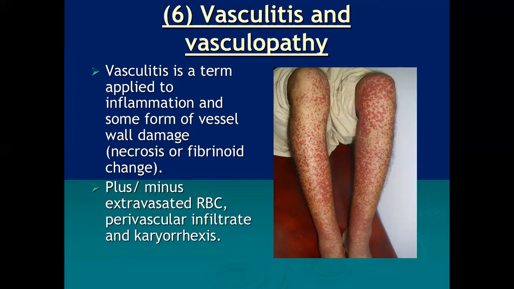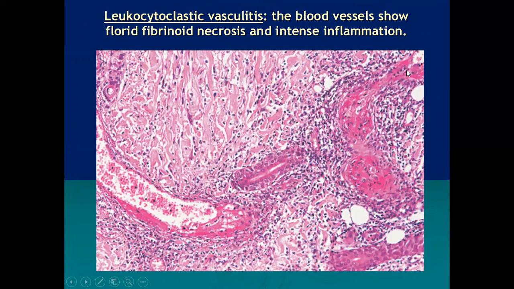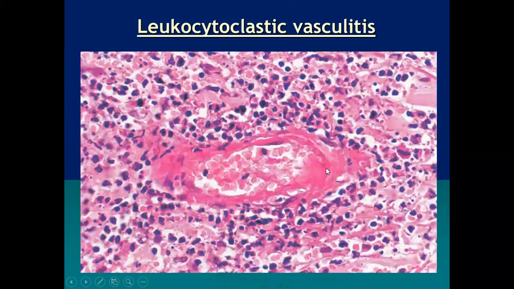Vasculitis is a term applied to inflammation and some form of vessel wall damage, necrosis or fibrinoid change, plus or minus extravasated RBCs and neutrophilic dust. So there are three blood vessels in this view, and these three vessels are having fibrinoid necrosis of the vessel wall, with dense inflammatory infiltrate surrounding and within the wall, with predominant neutrophils. You can see the red blood cell extravasation and the nuclear dust, which is actually derived from the different lobules of the nuclei of neutrophils.